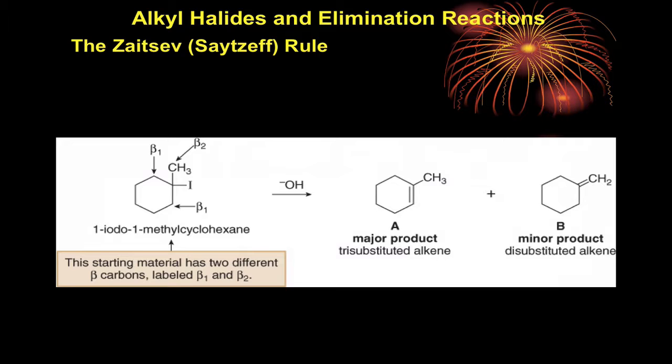This is Zaitsev's rule. Basically, Zaitsev's rule states that if you have more than one type of beta carbon, the beta carbon with the fewest hydrogens is going to lose the hydrogen in the reaction.